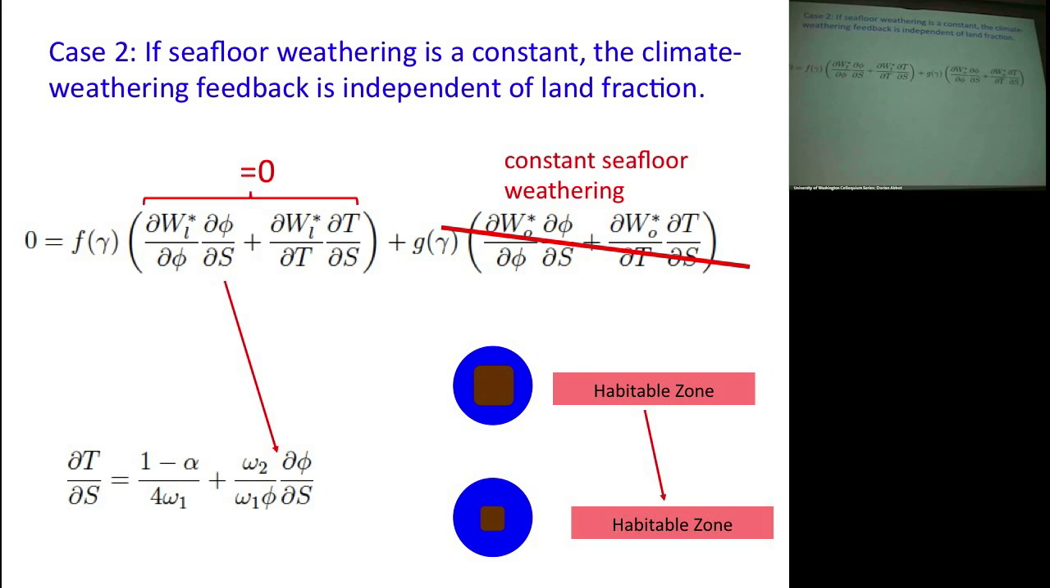The second thing I'm going to consider is, what if seafloor weathering is a constant? What's going to happen to this climate weathering feedback? There are two reasons that I'm considering that limit. The first is, we saw from the caldera work, the seafloor weathering has a weak dependence on CO2. And it's weak enough that this limit is a pretty good description of the full model, which I'm going to show in a second. So it's an instructive limit to consider.